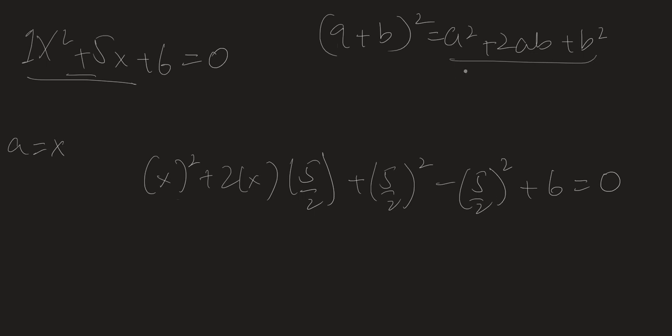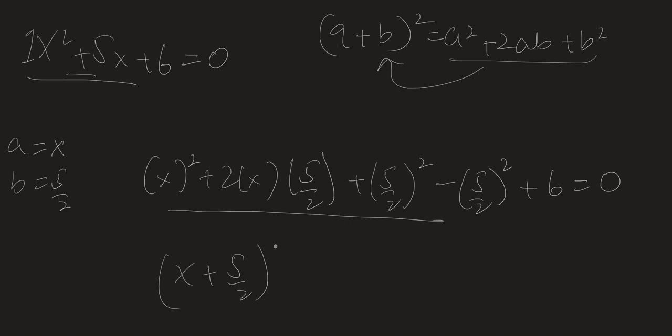Now we need to convert this form into (a plus b) whole square. So we're going to convert this, a squared plus 2ab plus b squared, into (a plus b) whole square. So our a is x and our b is 5 by 2. We'll write this as (x plus 5 by 2) whole square. Then we'll simplify this. So minus 5 squared is 25 and 2 squared is 4, plus 6.